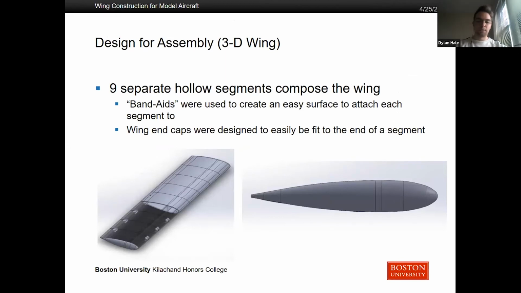When we designed this, we designed little band-aids to make it easier to assemble. You would attach one of these parts on the edge of one segment, and then it would provide a nice little spot where you could attach another segment and line it up perfectly, which made it a lot easier to assemble overall.